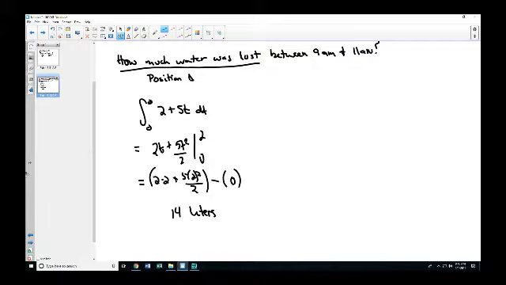So 14 liters, and I'm gonna have you write these statements: water was lost between 9 and 11 a.m. You will have to make those statements. It will say, interpret the problem in context, and you have to actually write something of that nature.